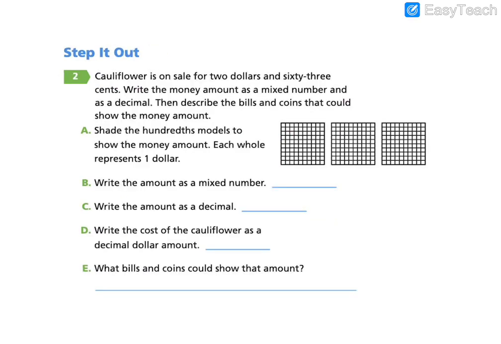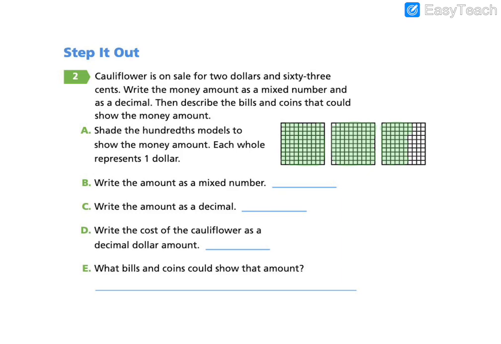Okay, let's look at our next problem. Cauliflower is on sale for $2.63. Write the money amount as a mixed number and as a decimal. Then describe the bills and coins that could show that money amount. Shade the hundredths model to show the money amount. Each whole represents $1. Okay, so go ahead and pause the video and shade your model now.